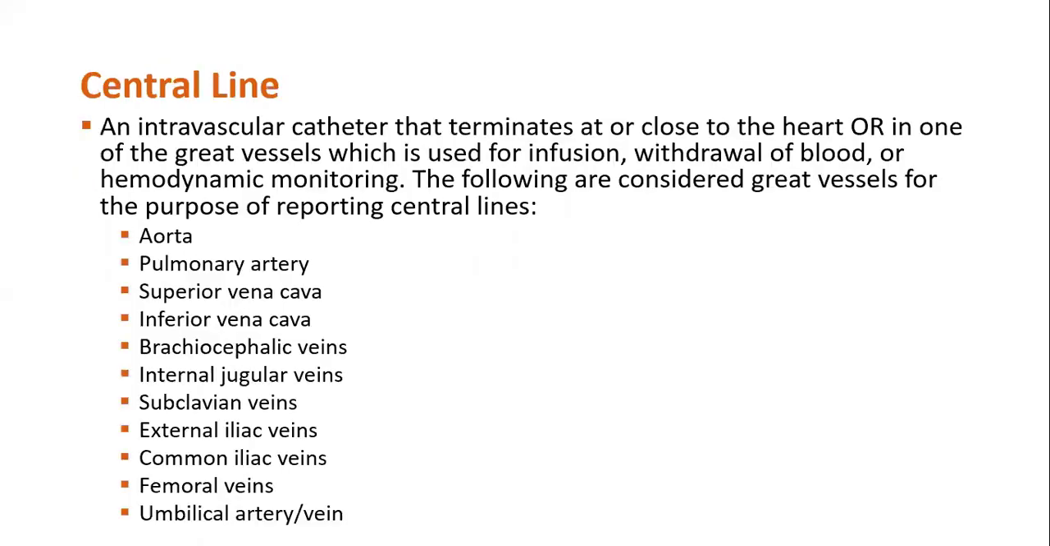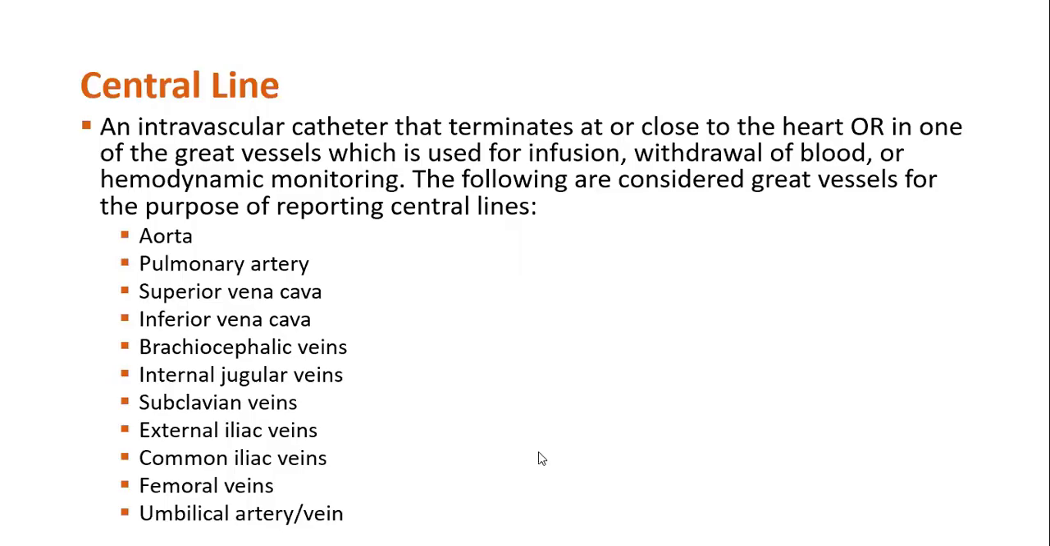A central line is an intravascular catheter that terminates at or close to the heart or in one of the great vessels, which is used for infusion, withdrawal of blood, or hemodynamic monitoring. The following are considered great vessels for the purposes of reporting central lines: the aorta, the pulmonary artery, the superior vena cava, inferior vena cava, the brachiocephalic veins, the internal jugular veins, subclavian veins, external iliac veins, common iliac vein, the femoral veins, and the umbilical artery and vein. It is not required to report the presence of a central line in these events.